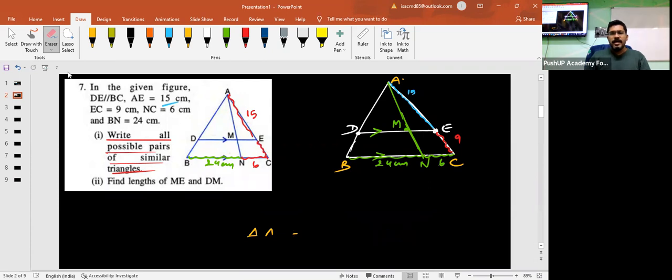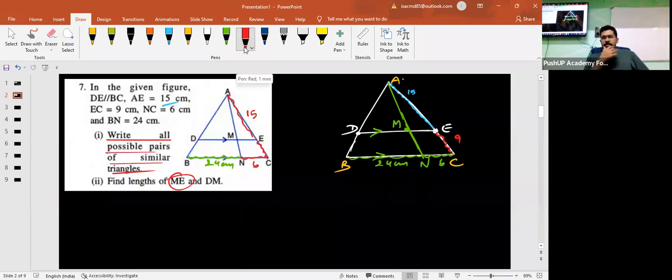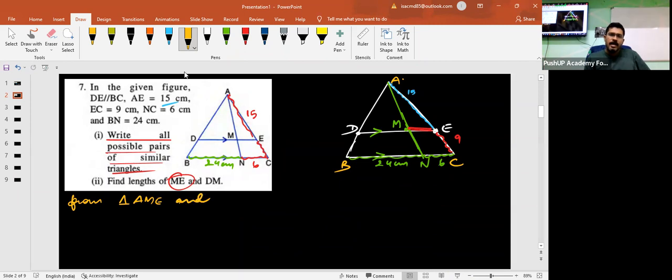Now they are asking us to find ME and DM. Let's focus on the first part, which is ME. So ME is a part of which triangle? Triangle AME, right? ME is over here, this one. So I think you can take triangle AME and triangle ANC, right? Okay, start doing. Now onwards, you can start writing with me. So from triangle AME and triangle ANC, first point which you will mention is angle MAE is equal to angle NAC.